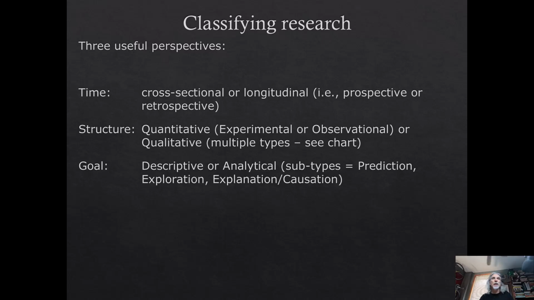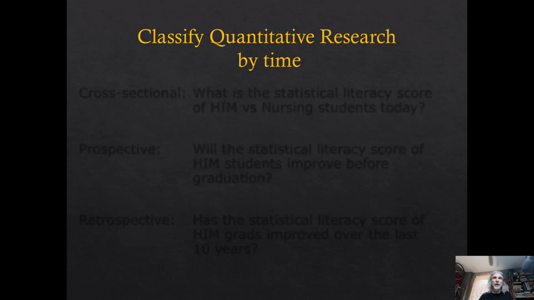And the goal perspective helps us see whether the research is descriptive or analytical. So in analytical, well, descriptive is as it sounds; in analytical, we're doing some sort of analysis. So the subtypes are prediction, exploration, and explanation/causation, which are kind of the same thing. All right, so let's get into the weeds a little bit.